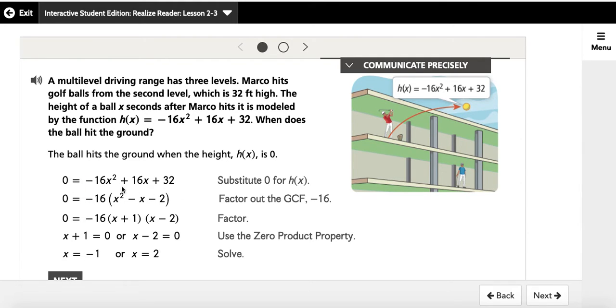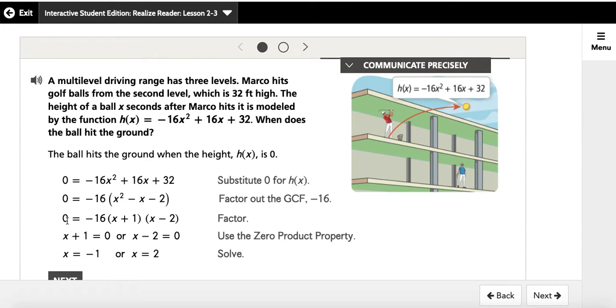They set it equal to 0. They factored out a negative 16 out of everything, so we haven't had that yet, where you can factor out a number if it goes into each one. And then they just have the x squared minus x minus 2. And that factored nicely because it's got the leading coefficient as 1. So just factors of negative 2 that add up to negative 1, and that would be negative 2 times positive 1. So they broke it into negative 2 times positive 1.